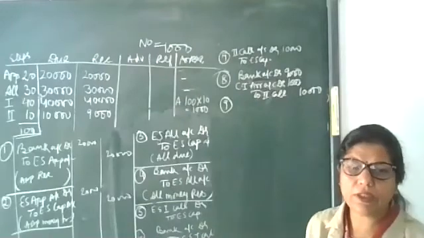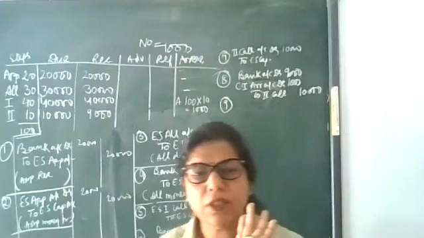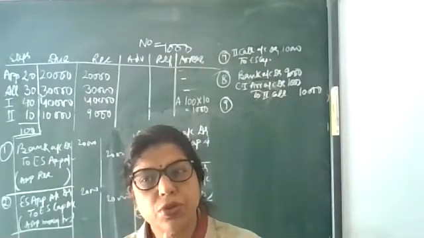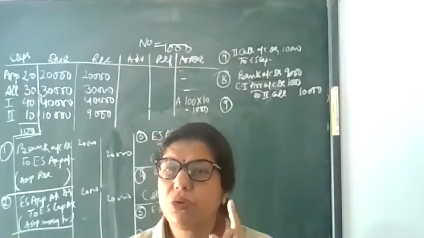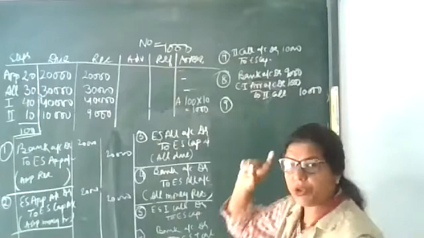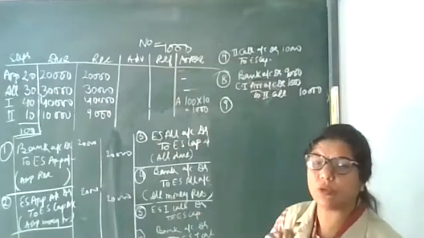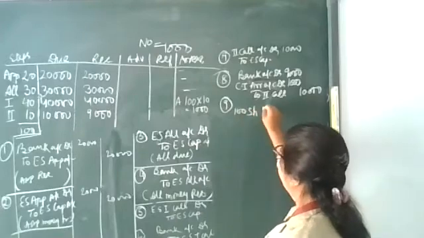See children, 9th journal entry. Here you will write how many shares forfeited? Only those who are in arrears, who are defaulters. So in that case, we should write in the exam also that 100 shares forfeited.